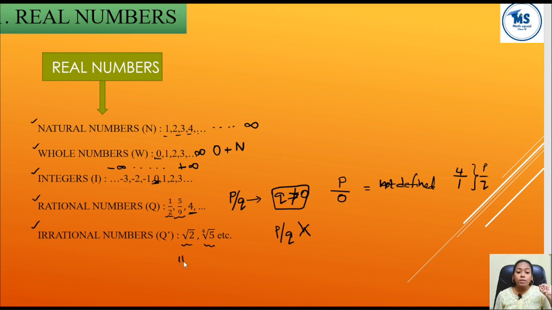Also there are two other numbers, pi and e. They are also irrational. They cannot be written in the form of p by q. Okay, you might say pi we take as 22 by 7 for calculations, so why is pi irrational? No, the actual form of pi is not 22 by 7, it's something else. But we take it as 22 by 7 or 3.14 just for the sake of calculation. Okay, so pi is an irrational number and e is also an irrational number, right?